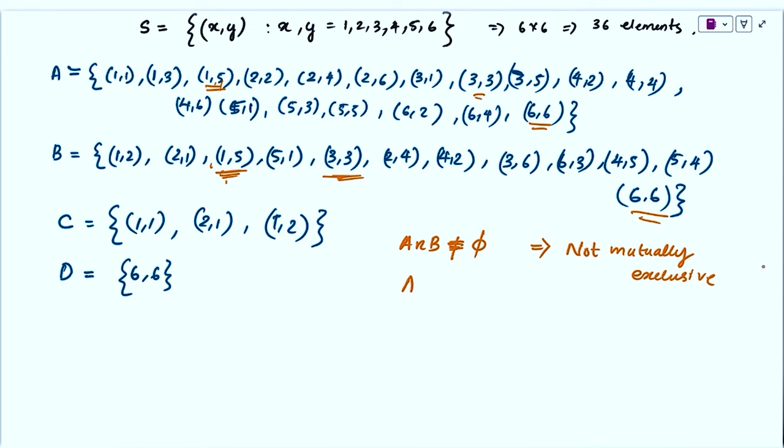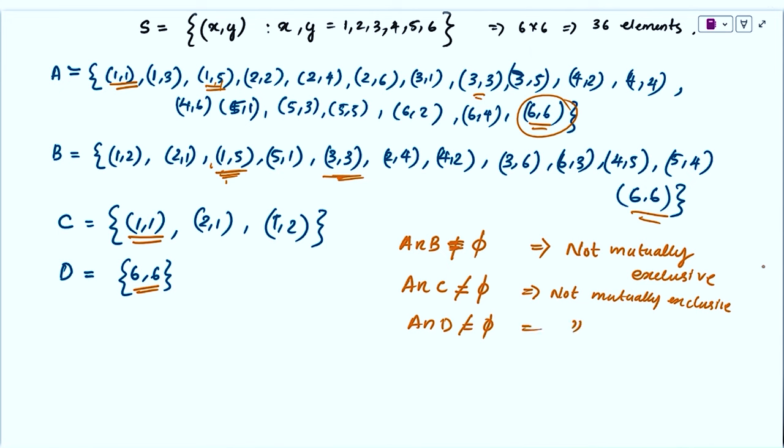Then, similarly, A intersection C, here also we have common elements, (1,1) and (2,1). So, it is also not equal to the null set, which is also not mutually exclusive. Then, the next is A intersection D. We know that (6,6) is also present in the event A. So, it is also not the null set, it is also not mutually exclusive.